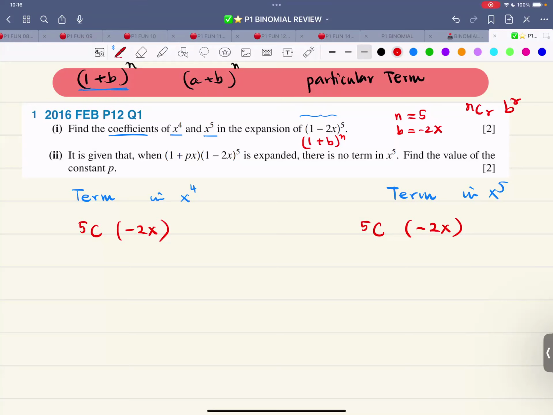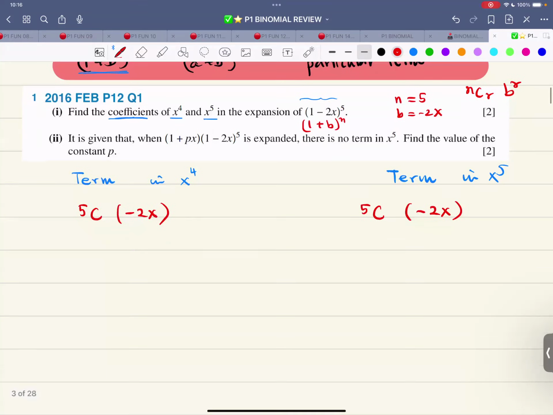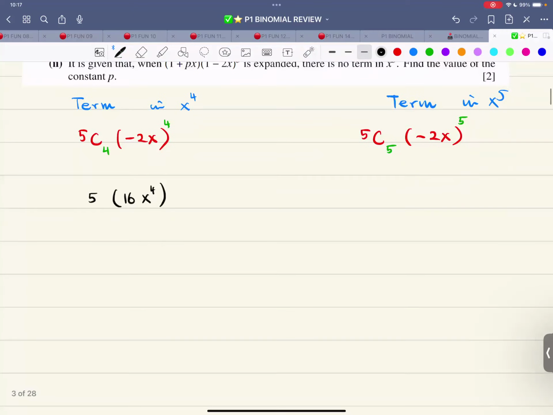So now, when this is the scenario, if I need a power of 4 over here, that means I need a 4 over here. If I need a power of 5 over here, I need a power of 5 over here. So we know that 5C4 is 5. (-2)^4 is positive 16, x^4. This is 80x^4.